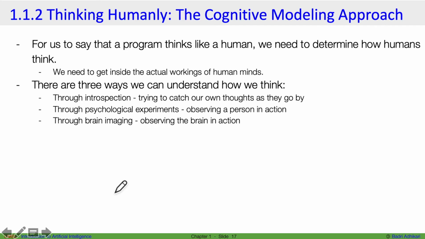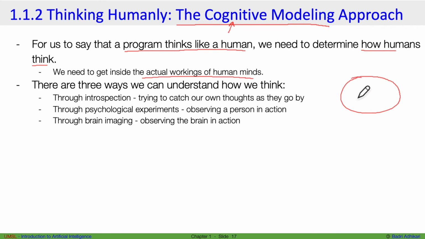The next approach to AI is thinking humanly, and this approach is also known as the cognitive modeling approach, where we try to model the human brain. Now, for us to say that a program thinks like a human, we need to determine how humans think first. That is, we need to get inside the actual workings of the human mind.